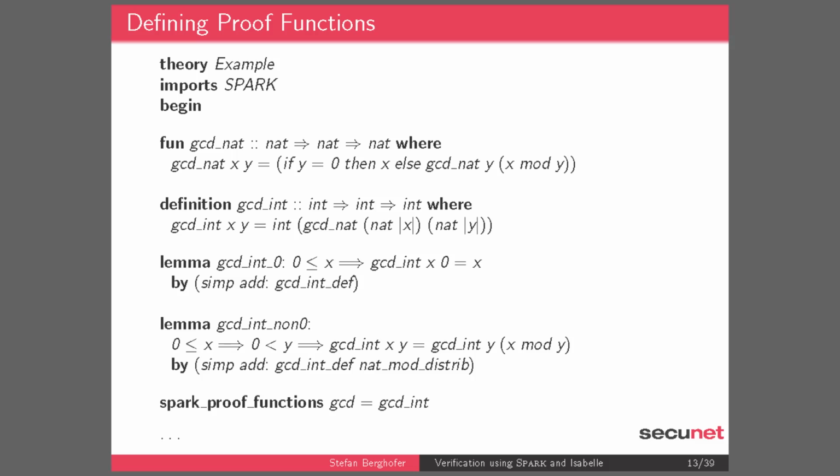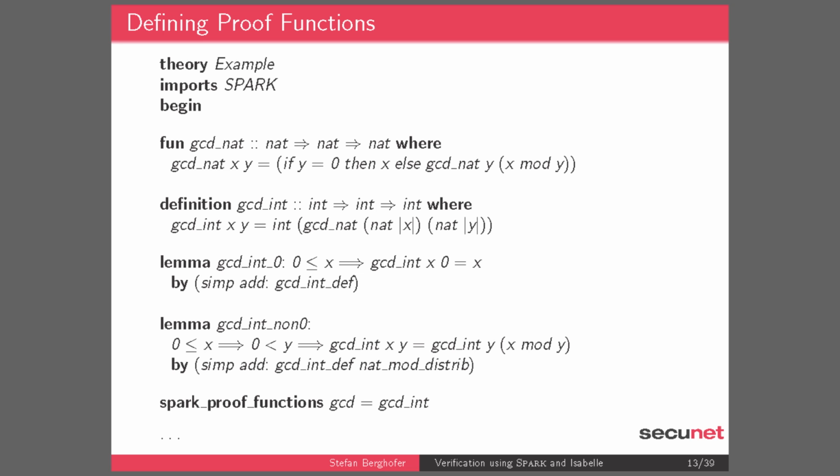Okay, so here's an example of a theory that can be used to solve the VCs that are generated from this example. Each theory must have a name, so in this case, it's just example. A theory can import other theories. In this case, it just imports a theory called Spark, which sets up everything.